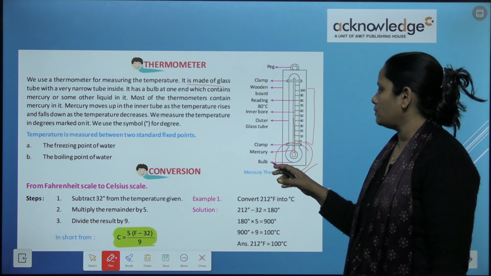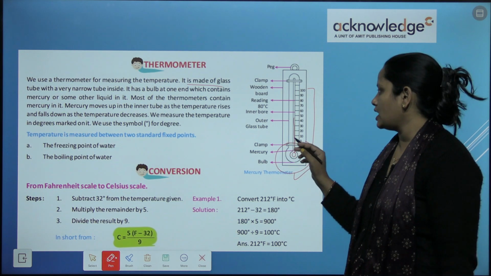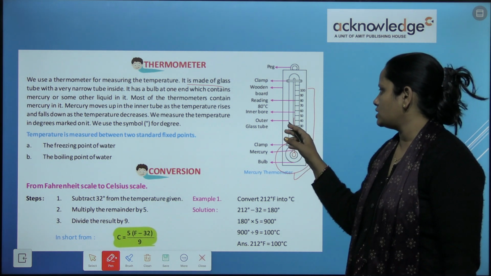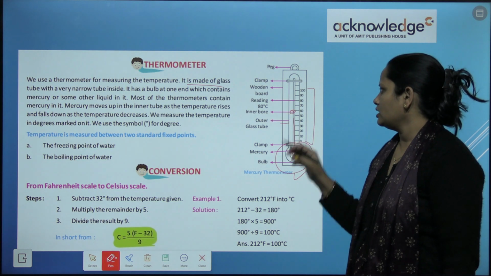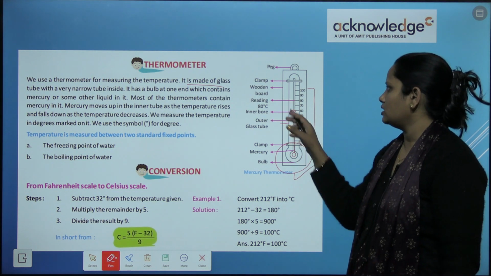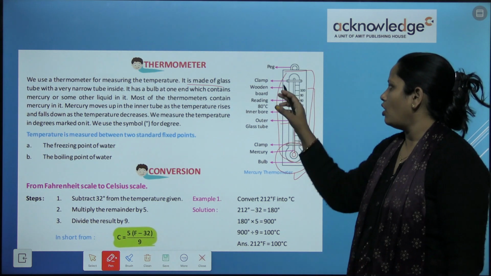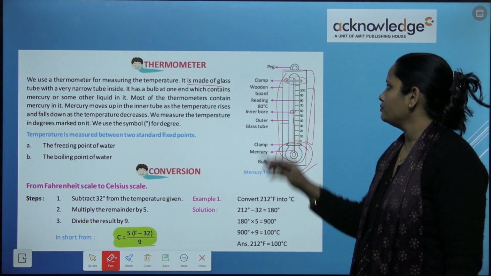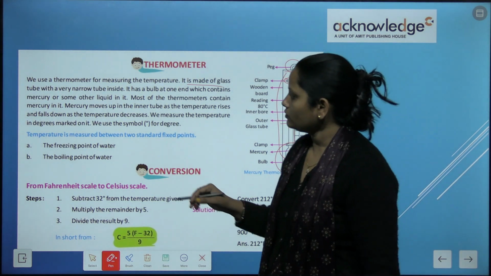Here you can see this is the bulb, then mercury, then here this is a clamp, in which this is attached. Then the outer glass tube, this is the inner bore tube, and reading up to 80 degrees Celsius is given here. This is a wooden board, attached to which there is again a clamp, and this is a peg on which we can hang it.